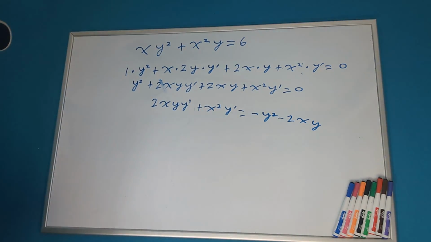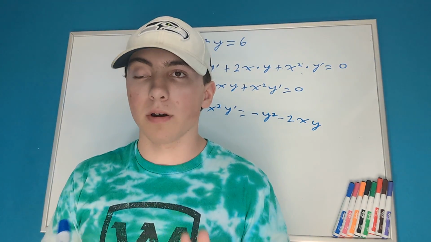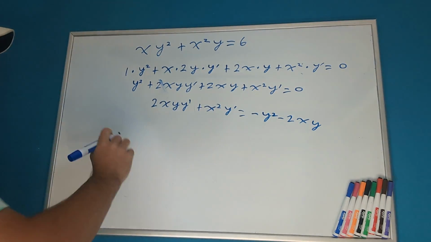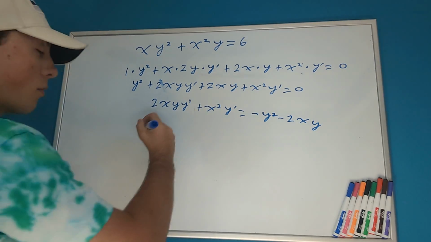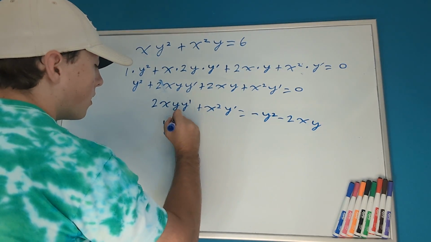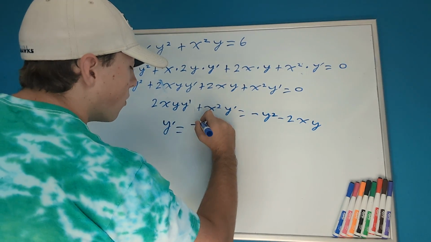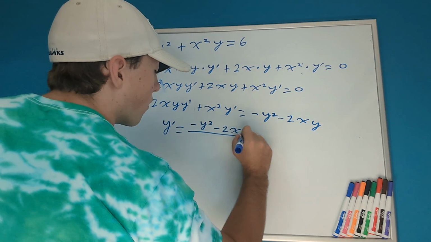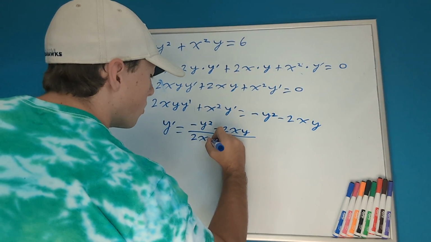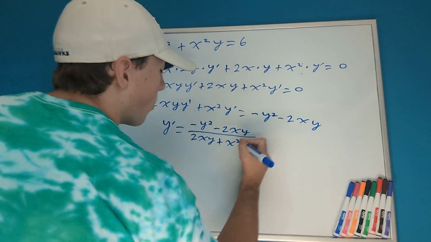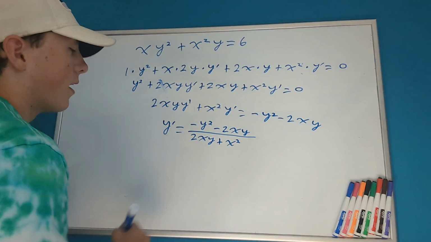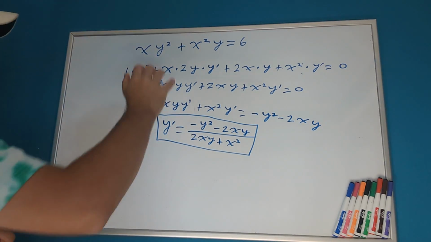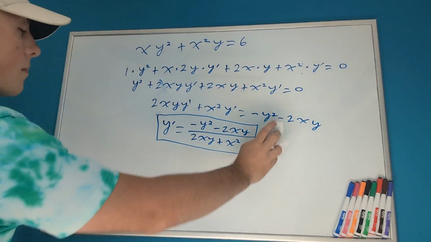Then, I'm not going to show this part, but I'm sure you can visualize it. What we're going to do is factor out y prime, because both these terms have y prime, so we can factor it out. And then we divide by the part that y prime is being multiplied by. So we get y prime equals negative y squared minus 2xy over 2xy plus x squared. All right, and this right here is our final answer. This will be our y prime. So we have successfully implicitly differentiated this function.